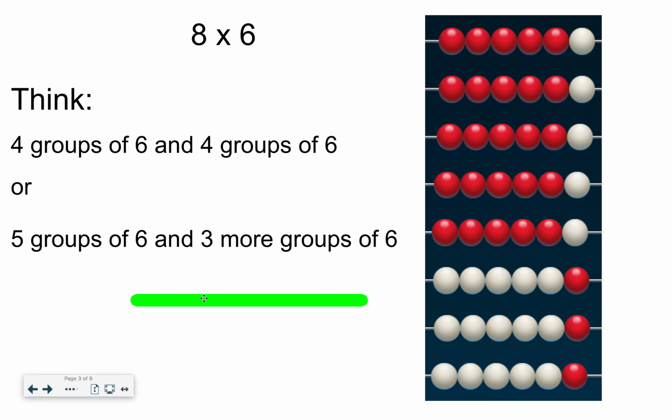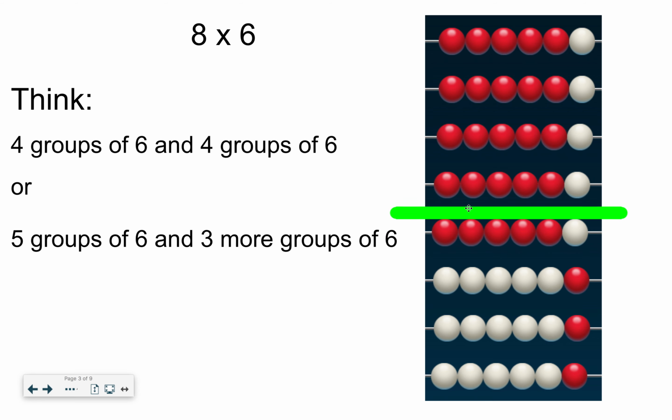So thinking about those two strategies using a different model, if I think of 8 times 6, again, that's a lot of groups. So I'm going to take that 8 and I'm going to split it into 2 groups of 4. So the top part here is 4 times 6, which is 24. The bottom part here is also 4 times 6, which is 24. And I know 24 plus 24 is 48.